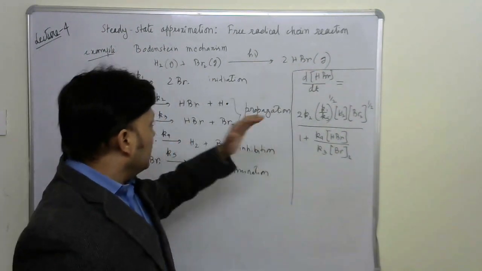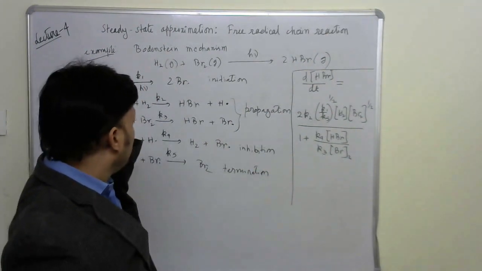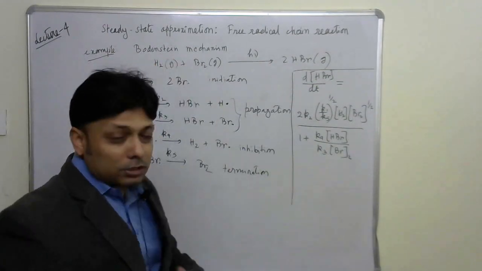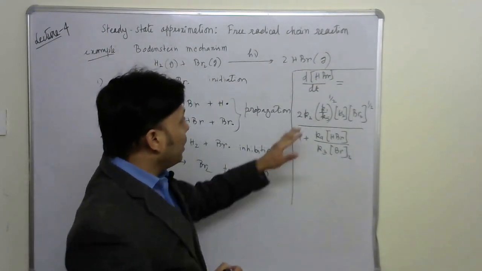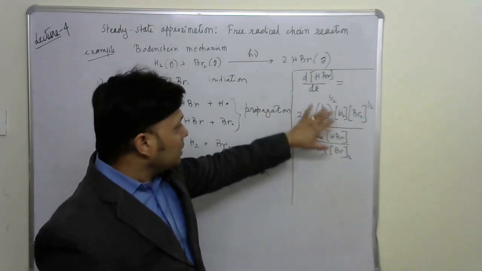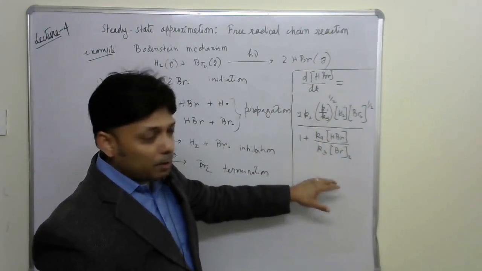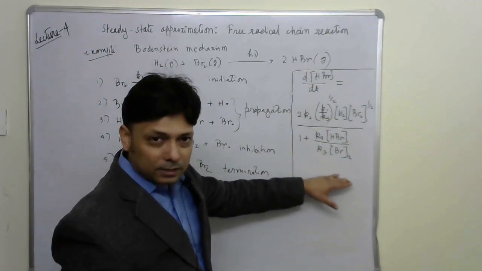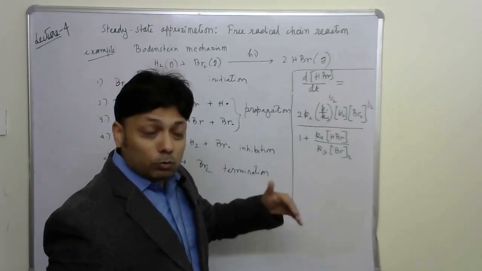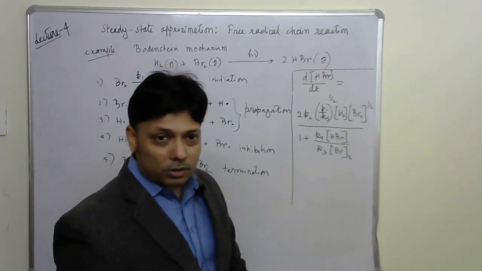But it's your job to verify that if we put the steady state approximation correctly, then we are going to derive this expression, that is d[HBr]/dt is equal to something like this. You see, it's a complicated expression, but we have to get to that final result. Then only we'll be able to realize that we have understood how to apply the concept of steady state approximation.